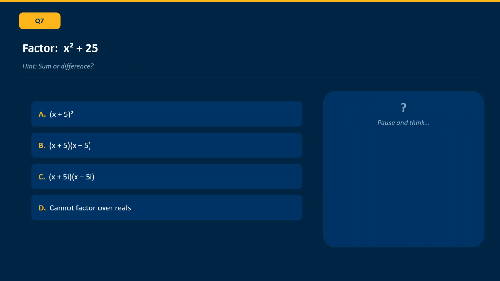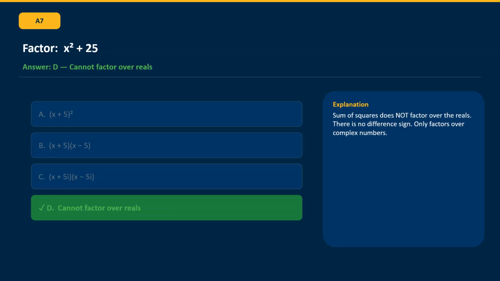Question 7. Factor x squared plus 25. Think carefully about what the plus sign means here. Choose your answer. The answer is D, cannot be factored over the real numbers. This is the sum of squares trap.